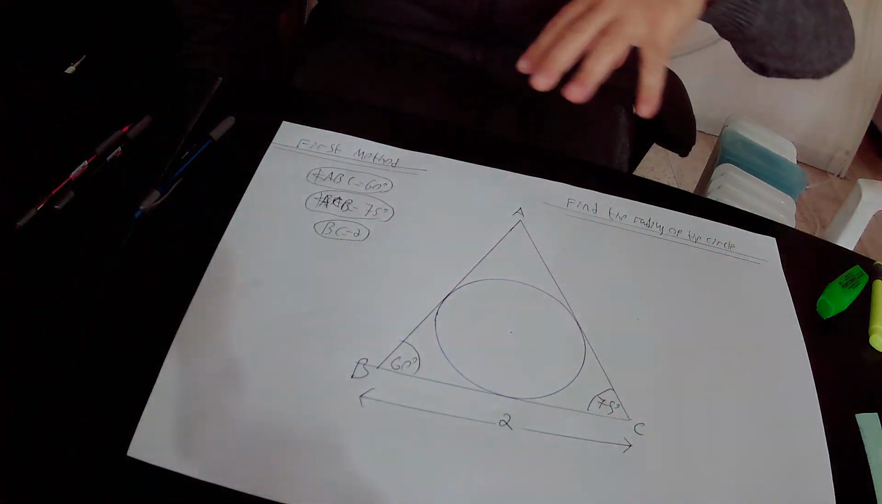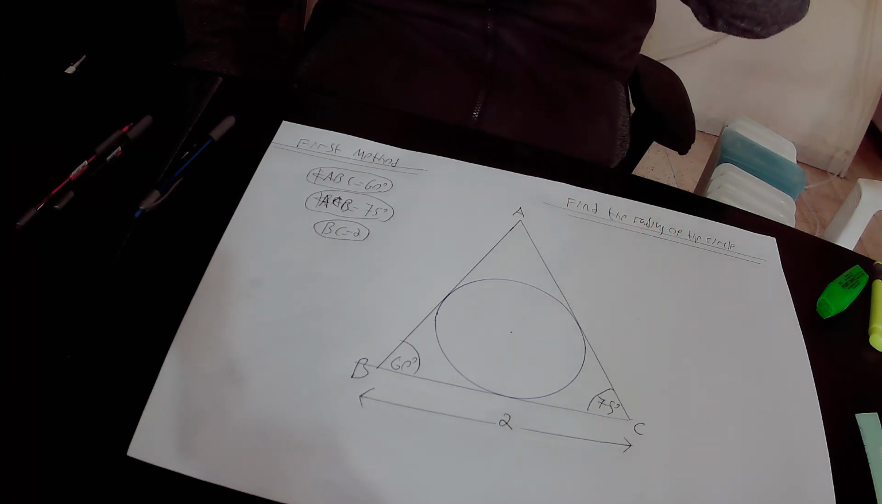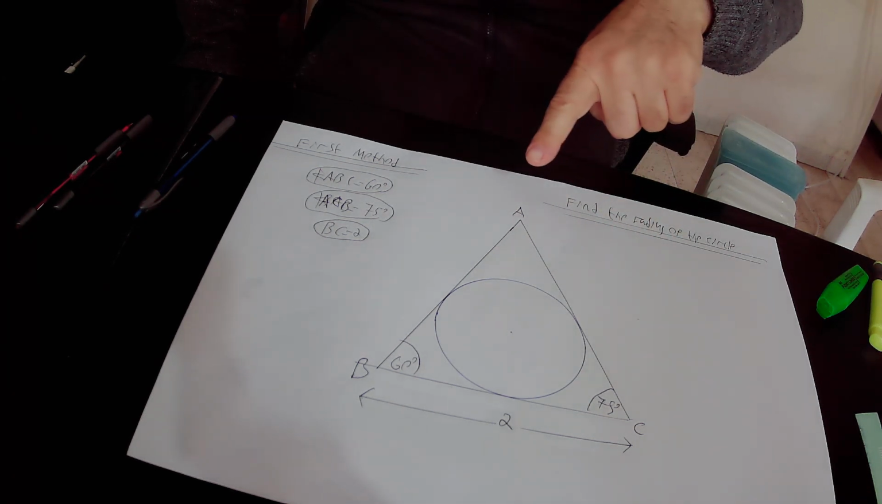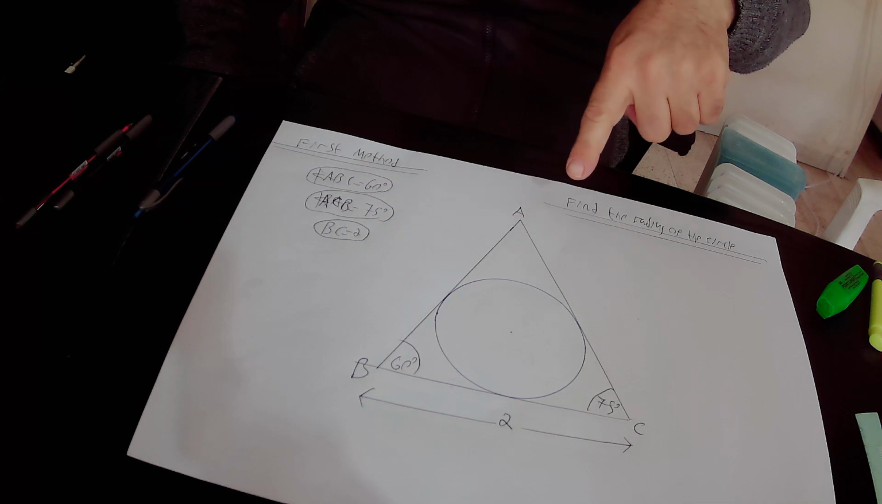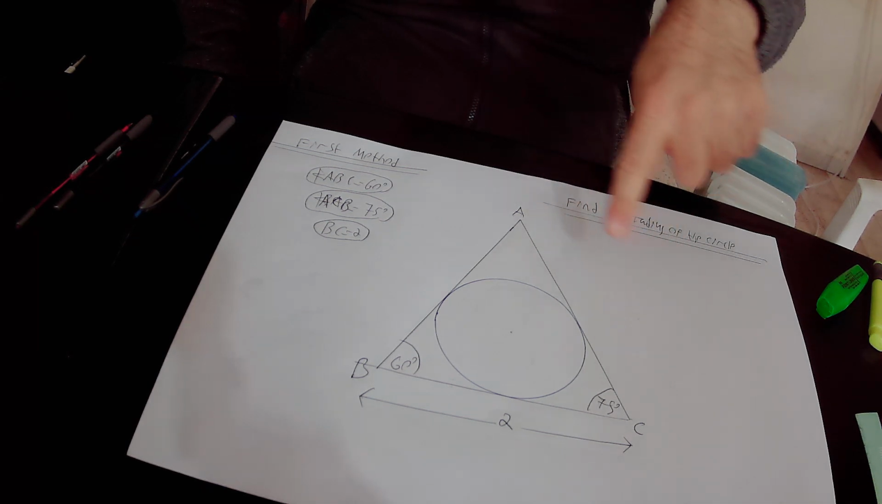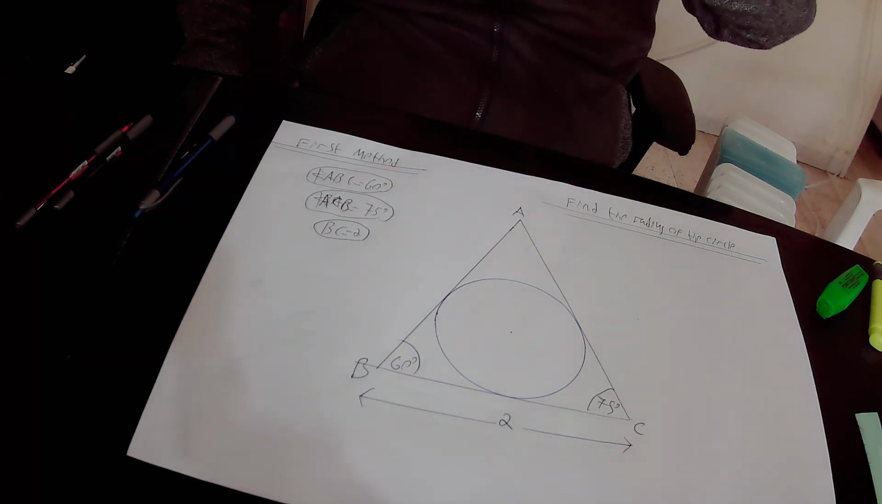Now, in this lecture, we find out the radius of the circle using two different methods. In the drawing, we have triangle ABC. The circle is inscribed by triangle ABC.